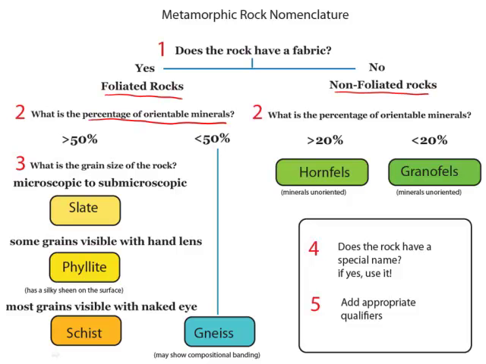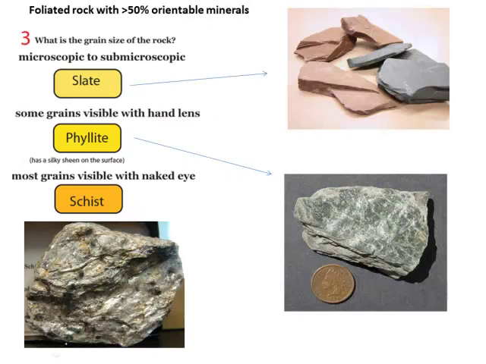A factor in classifying the foliated rocks is whether the orientable minerals dominate the rock, so that is more than 50%, or if they are subordinate compared to other minerals that are present in the rock. For rocks that are dominated by orientable minerals, there are three possible kinds: slate, phyllite, and schist, and the distinction between them primarily is in the grain size, and I'll discuss that in detail in the next slide.